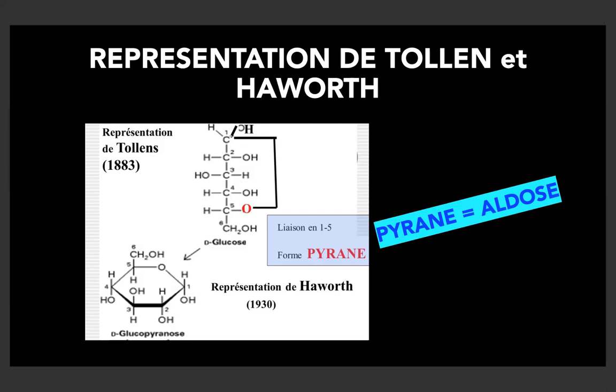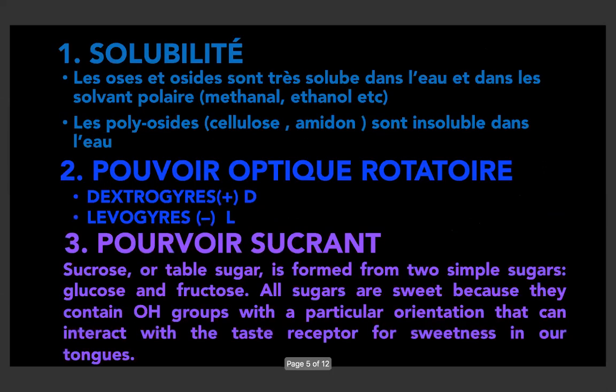The topic we are at here is the physiological factors, or the physical properties, of these glucose molecules. So the first one is solubility. Solubility is basically the ability for a substance to dissolve in a solvent, not water, but a solvent. Water can be one of those solvents. So the first one is saying the oses, or osides, are very soluble in water and very soluble in polar solvents. Examples here we have methanol and ethanol.